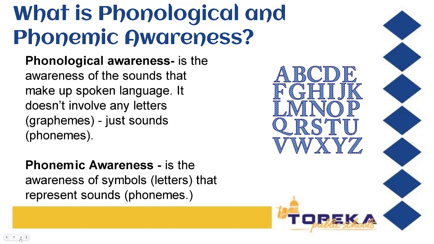So when we talk phonological awareness, this is the awareness of the sounds that make up spoken language. It doesn't involve any letters, which we call graphemes, just sounds, which are called phonemes. And in phonemic awareness, it is the awareness of symbols or letters that represent sounds, which we call phonemes. So let's look at what exactly this means.